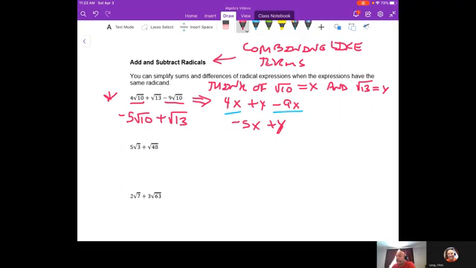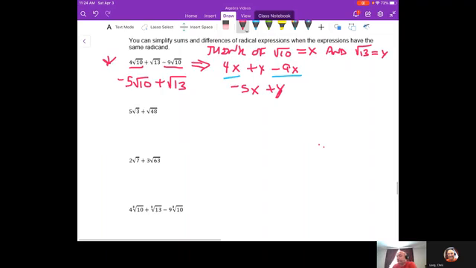Okay, so that's how those would simplify. As long as they have the same square roots, we can add or subtract them just like they were variables. Now, the square root of 10 and the square root of 13 can't be simplified, so we can just look to see if we can combine them. Sometimes we have to look at our square roots to see if we can simplify them first.